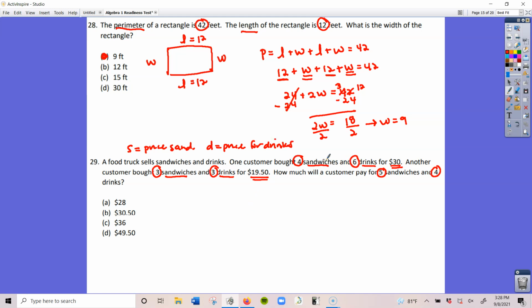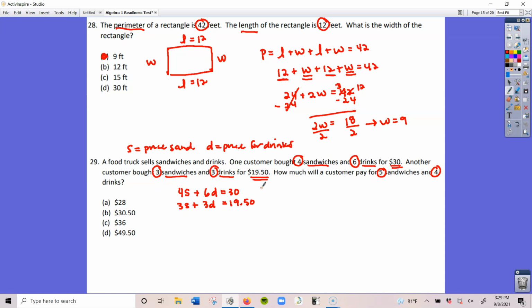For this first customer, 4 sandwiches, 4 times S, whatever the cost is for one sandwich, plus 6 drinks is going to equal 30. For the other customer, who bought 3 sandwiches plus 3 drinks for a total of $19.50. For me to figure out how much a customer will pay for 5 sandwiches and 4 drinks, I need to figure out the cost of 1 sandwich and 1 drink. In order to do that, we need to solve this system.